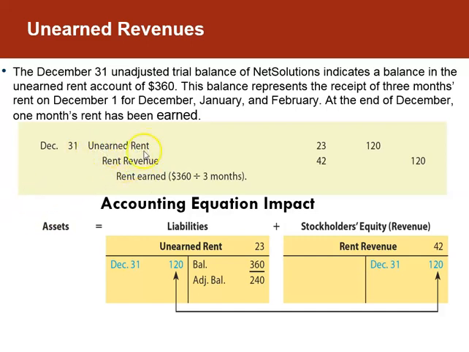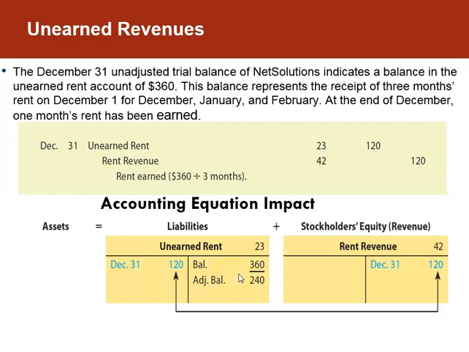We set this unearned rent, remember this is a liability, I can't stress that enough. We set this liability up correctly with a credit to unearned rent for $360. Now we're going to debit 1/3 of that, $120. Okay, that gets our liability down from $360 to $240. And because we have now earned this rent, we can go ahead and put it over on the income statement, rent revenue of $120. Okay, so here we have the accounting equation impact.